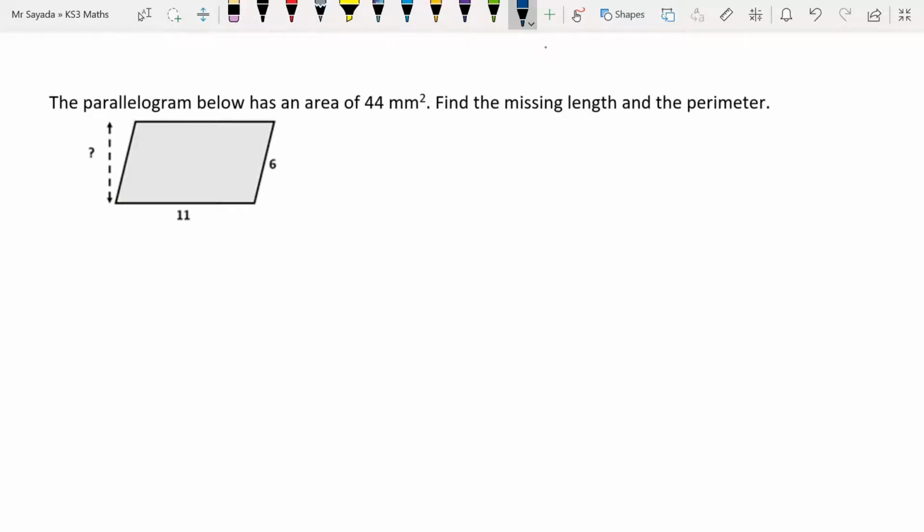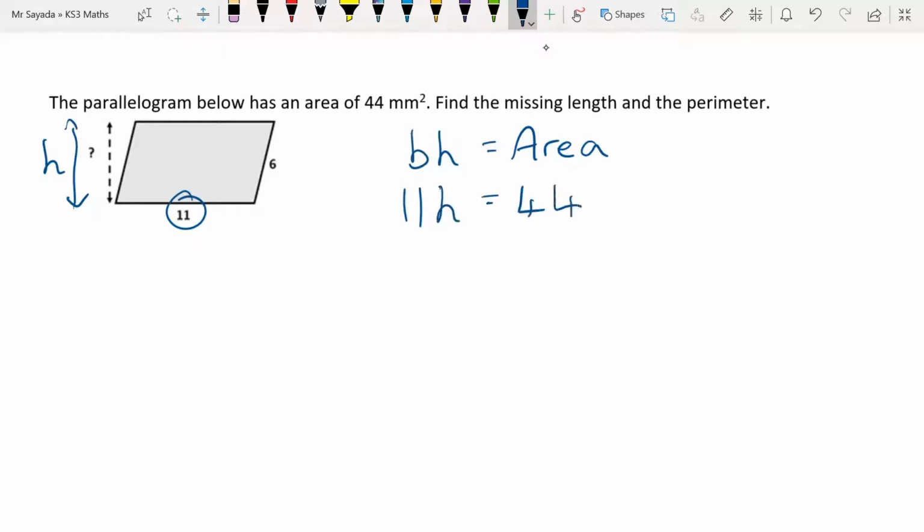So we're told that the area is 44 millimeters squared. That means the base times the height must be 44. So base times height equals area. Base is this number here, 11. The height is this thing here, which I don't know. So my base 11 times my height, h equals 44. 11 times something is 44, so that something must be 4, because 11 times 4 is 44.